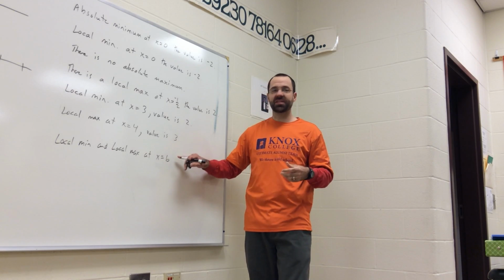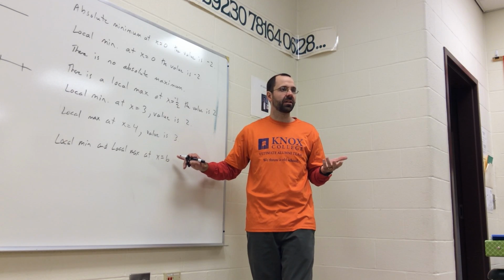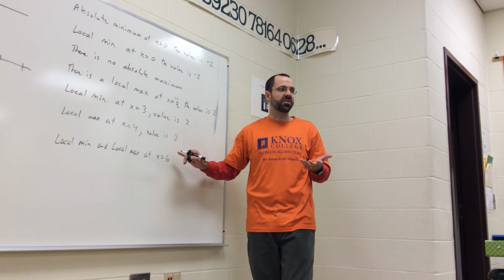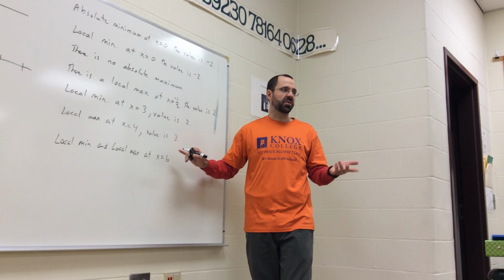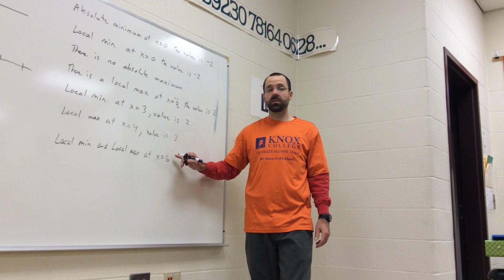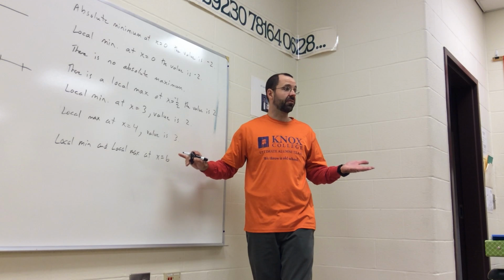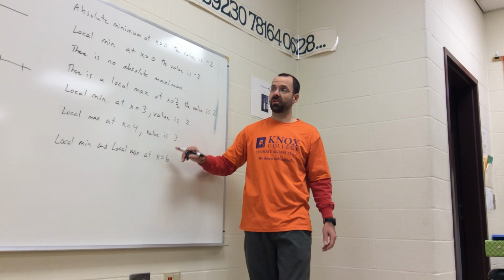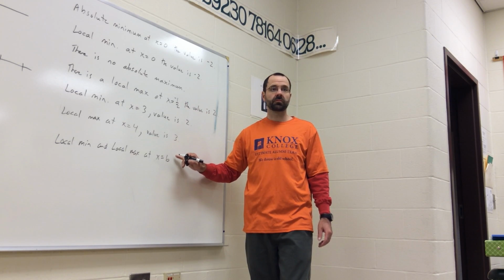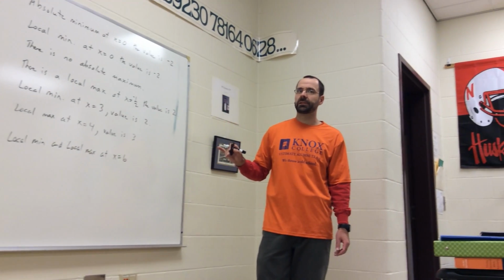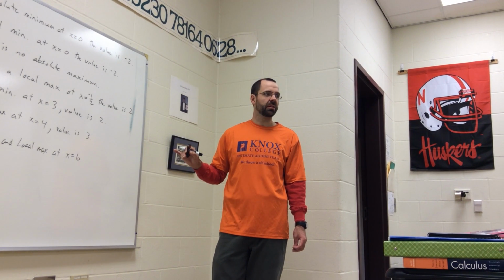So for these last two, the point is there can be a tie. If there's a tie, then it's still called a local max or an absolute max. There could be a tie for absolutes as well, but that doesn't happen on this graph. Okay, I think that's it. Did I miss anything?